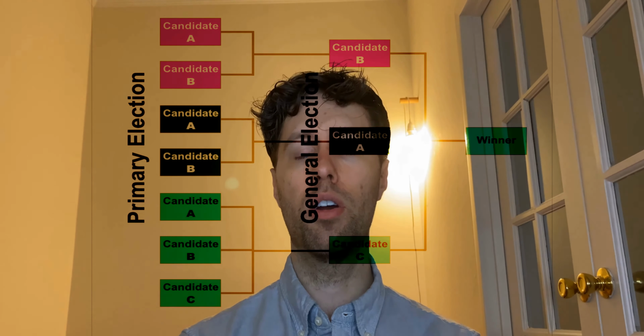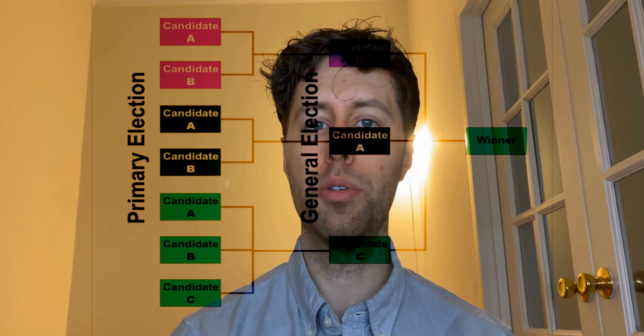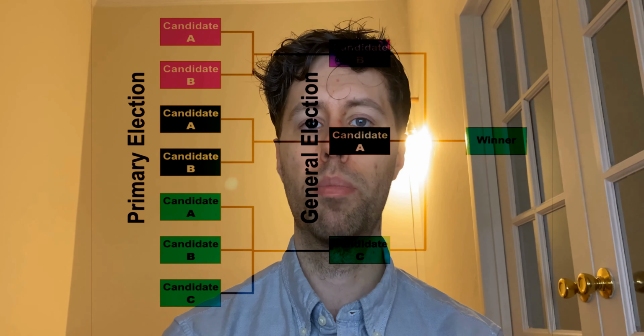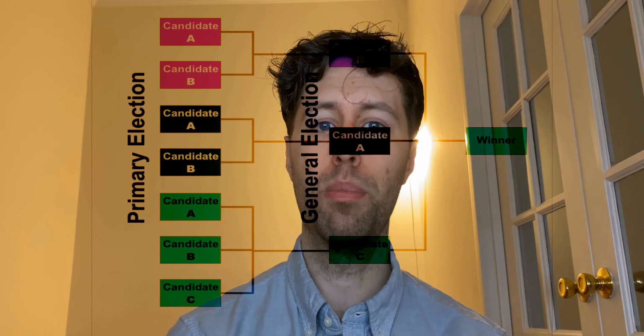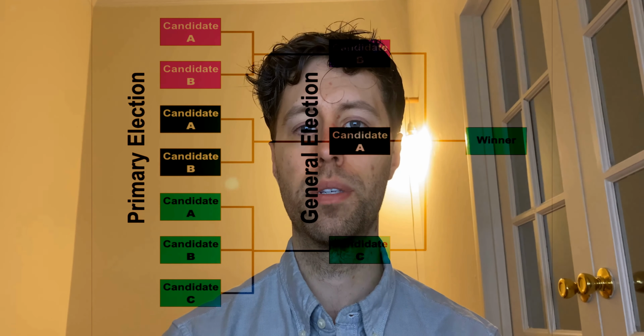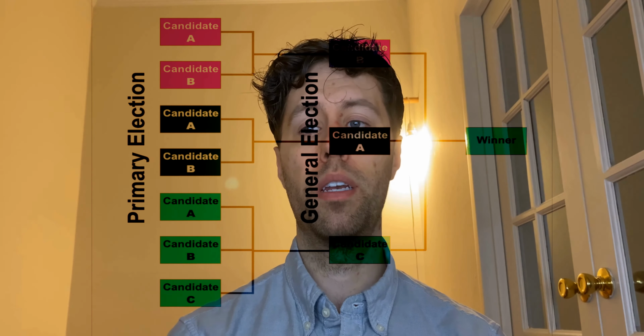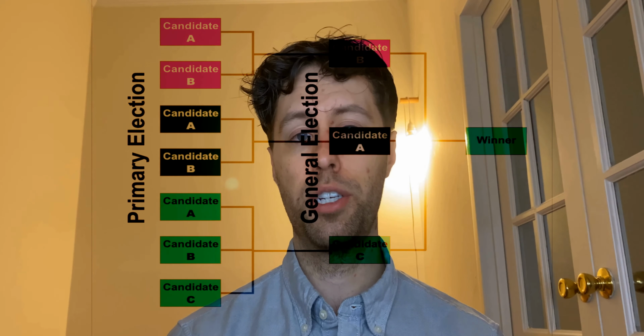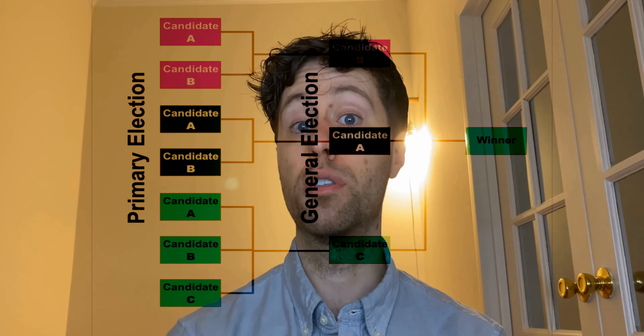So the primaries are when each party picks its nominee. So it's Democrats running against Democrats, Republicans running against Republicans, Green Party members running against Green Party members. And the general is when all of those parties' nominees go against each other. So Democrat versus Republican.